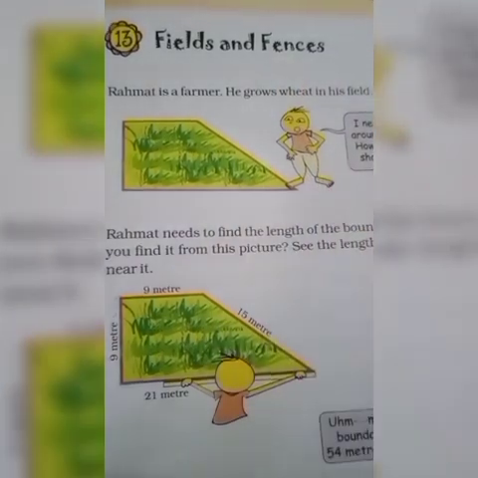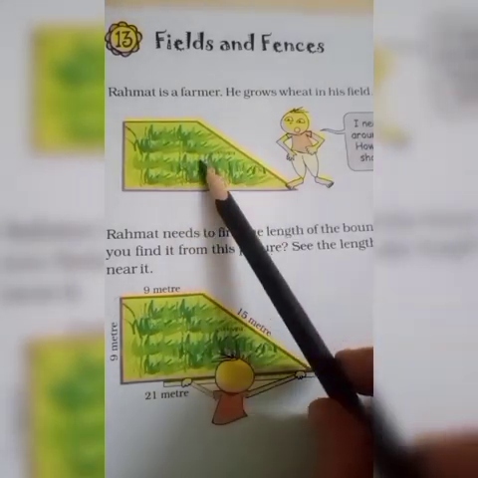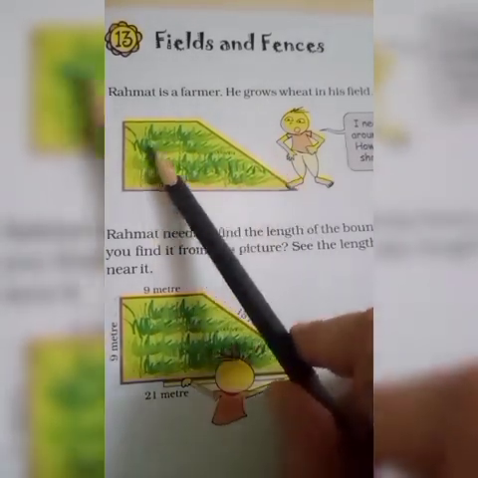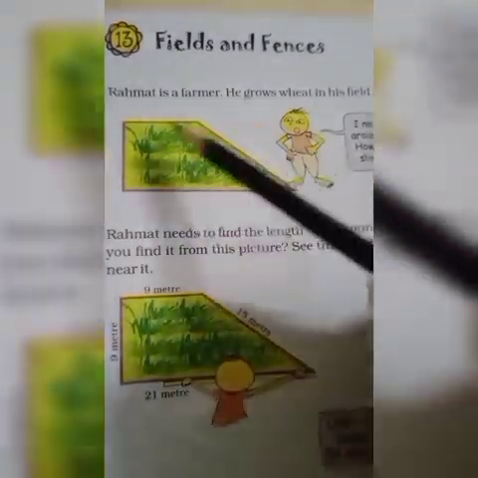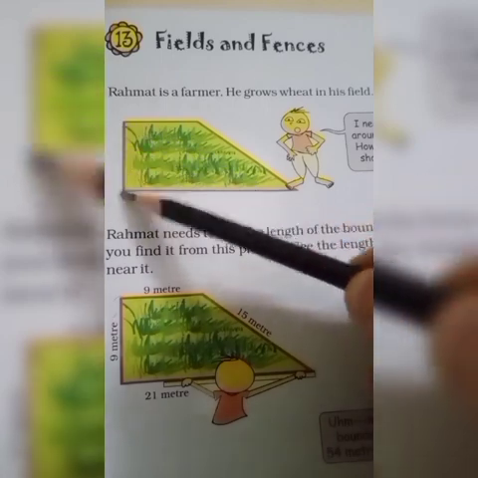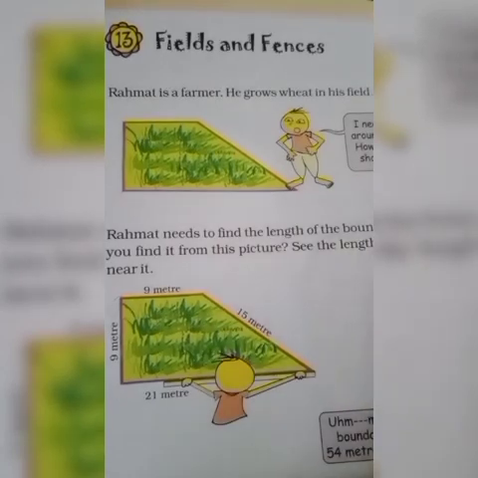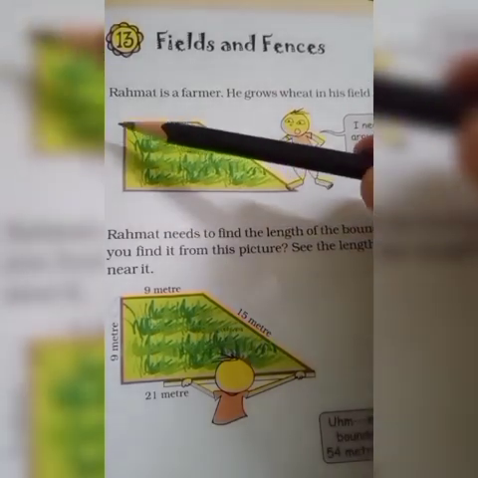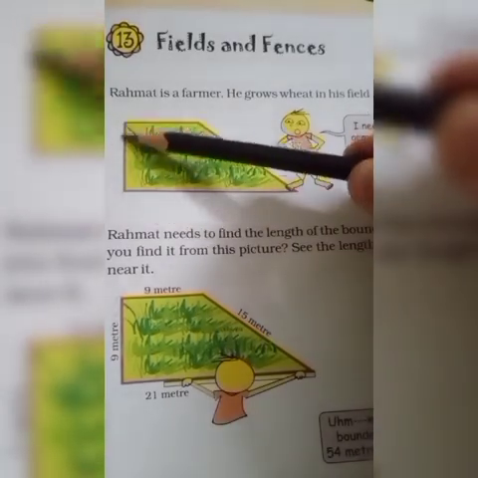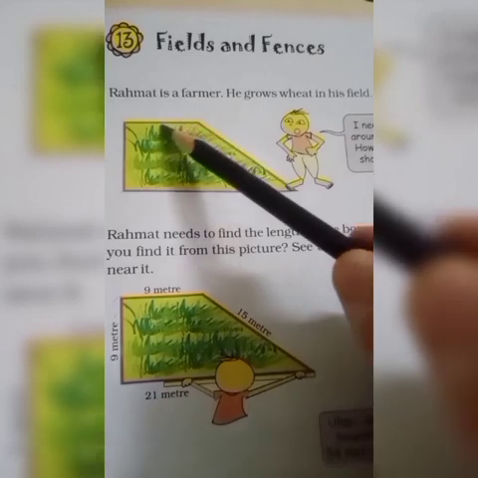Okay, so students, here is the story of Rahmat, who is a farmer and he grows wheat in his field. You can see the field like this, but he wants to protect this field. To protect his field, he needs a fence around his field. He had to fence around his field like this to protect it, right? So Rahmat needs to find the length of the boundary of the field. He will have to find out the total length of his field, right students? He has to find out how much fence he needs for this distance, then for this distance, then this one and this one.